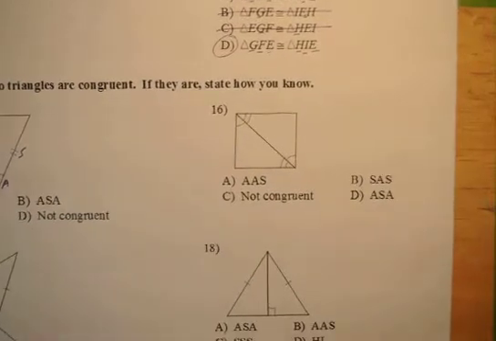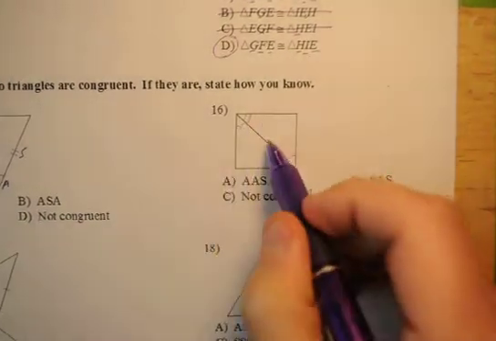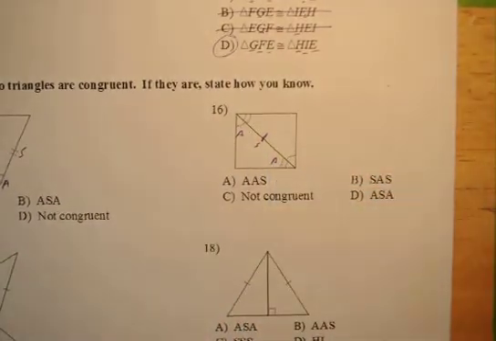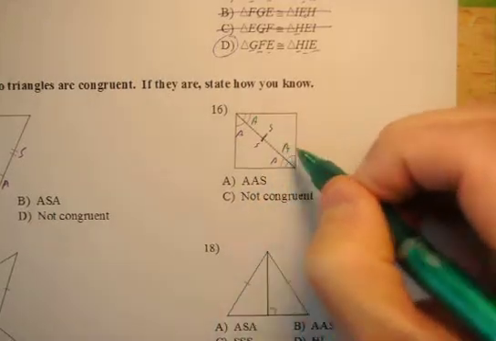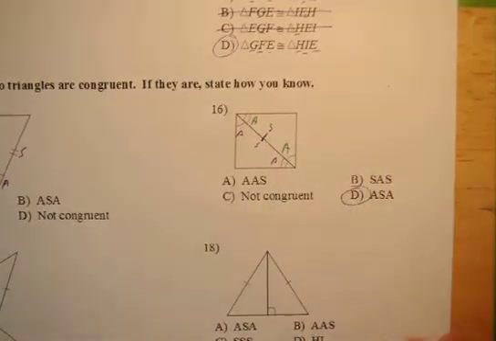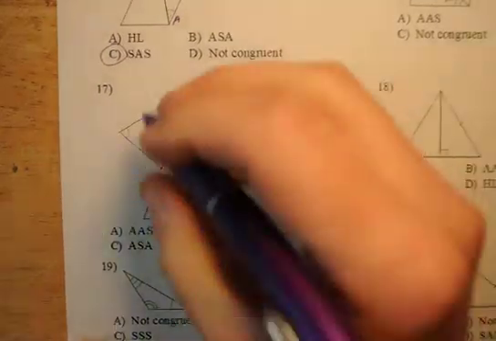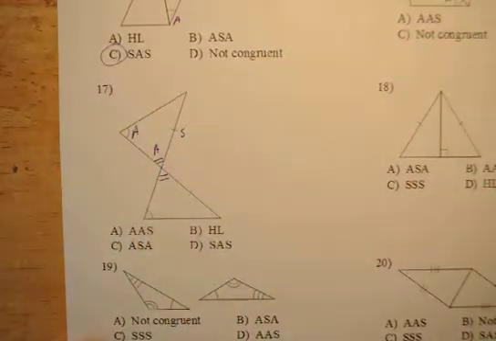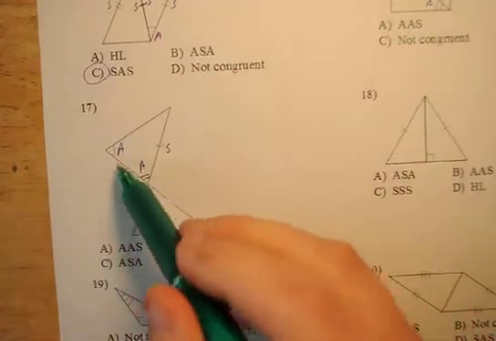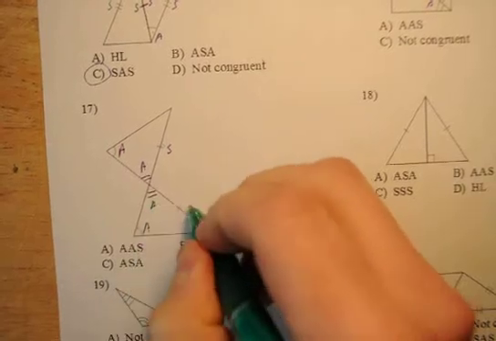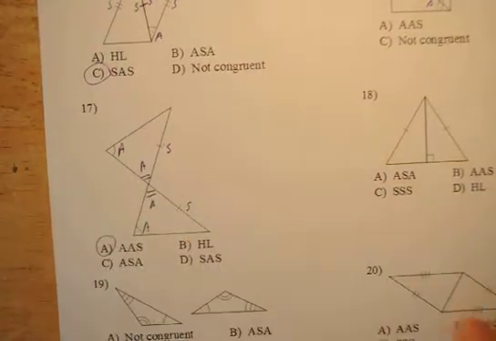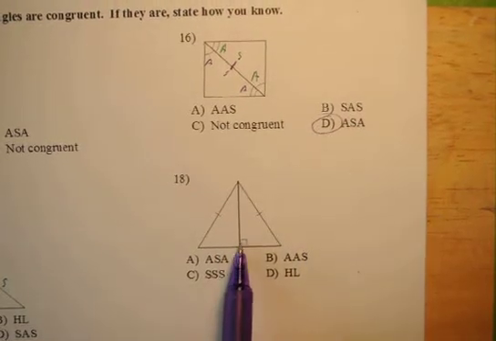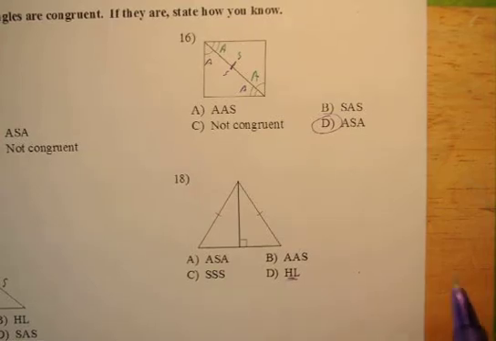Number 16. In this scenario, you've got angle, side, angle. Looking at angle, side, angle. On 17, we've got congruent angles here. You got angle, angle, side. Notice that the side is not between the two angles. Angle, angle, side.